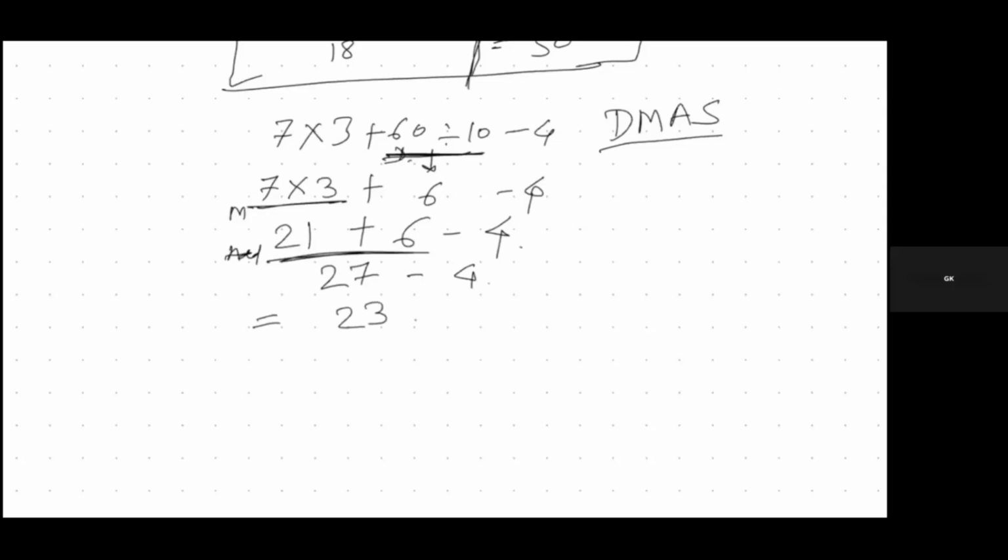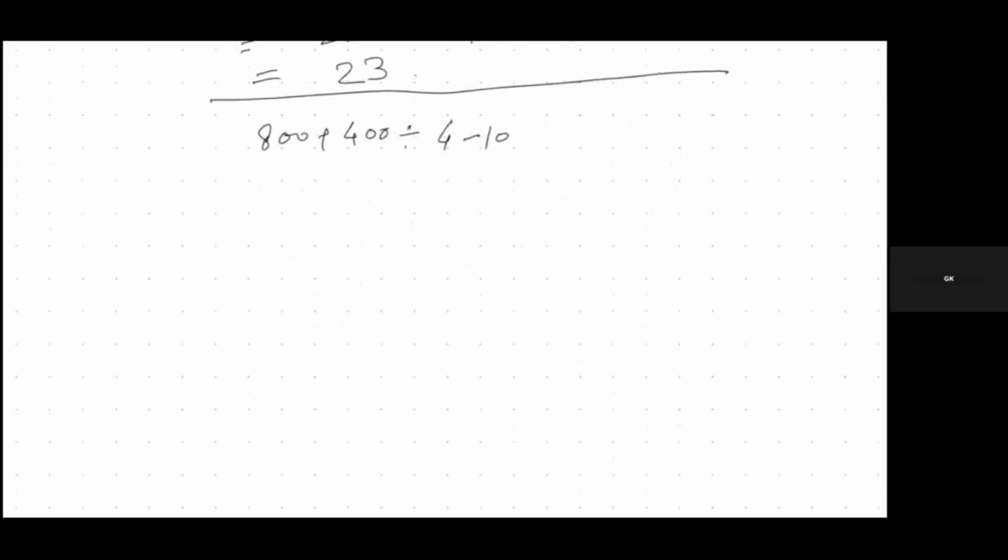This is how you solve this particular expression where we have used the rule of BODMAS. Again, just for the sake of convenience, BODMAS is nothing but bracket, of, division, multiplication, addition. Again, we will solve one more expression to understand the same of BODMAS.